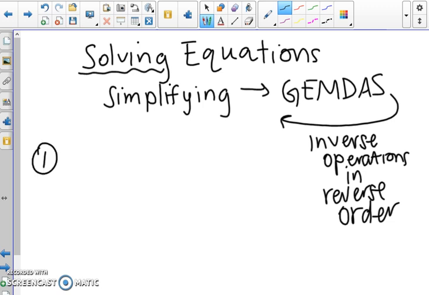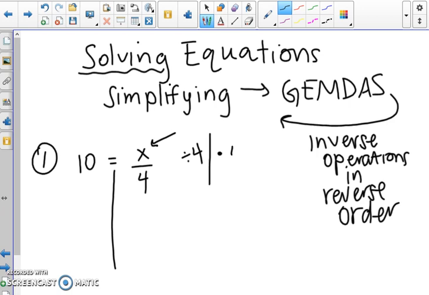Let's say you have 10 is equal to x over 4. So this is only a one-step equation. If we knew what x was, we would divide by 4. But we don't know what x is. We're solving for it. So we're going to do the opposite of that. Instead of dividing by 4, we're going to multiply by 4. So let's do that to both sides of our equation. These now cancel out, and we're left with x equals 40.